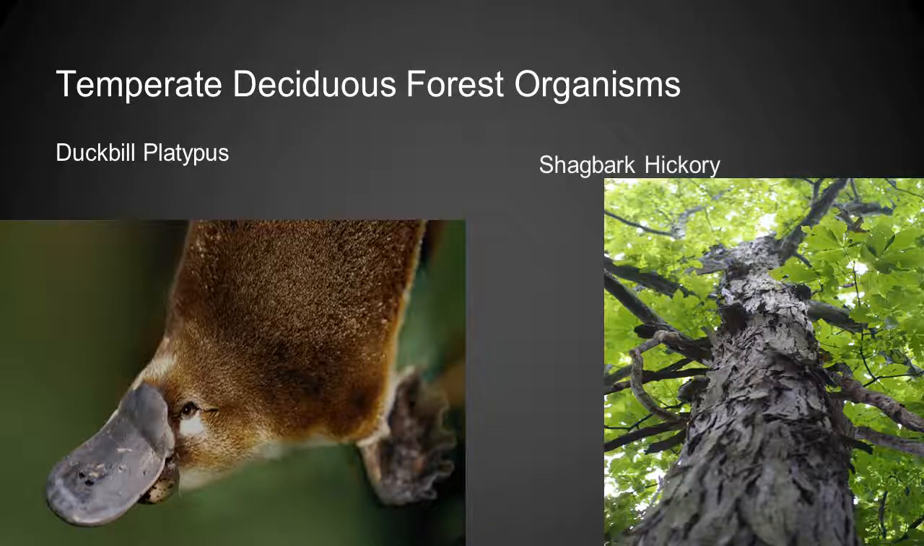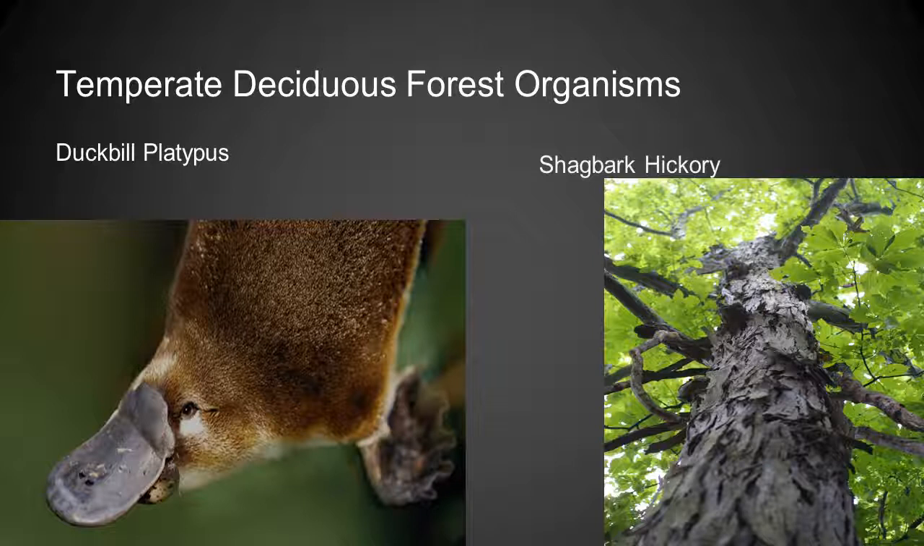Examples of plants and animals from a temperate deciduous forest. The duck-billed platypus is an animal found there. The platypus has webbed feet and a flat tail that allows it to swim. Their thick fur keeps them dry and warm, and their tails store fat for energy.